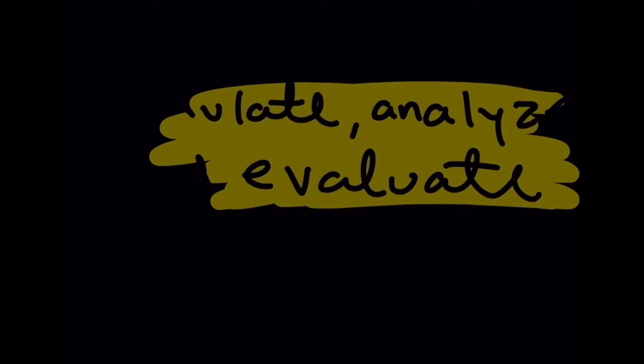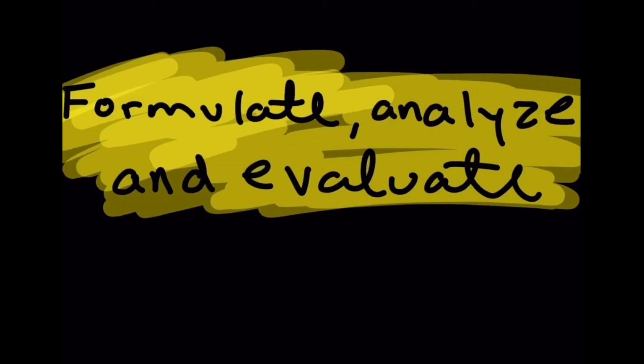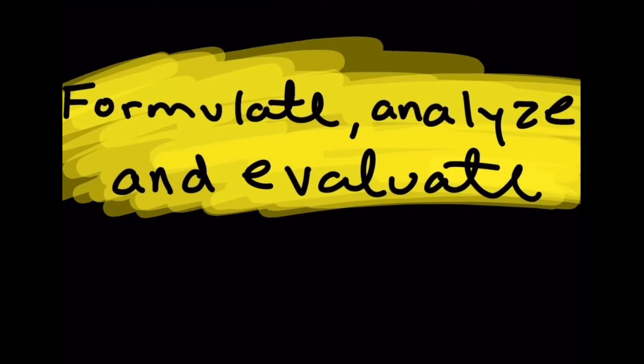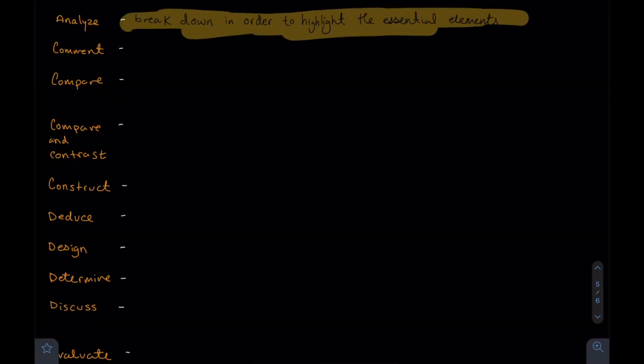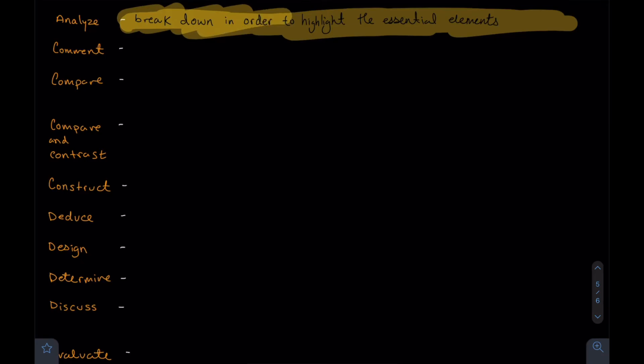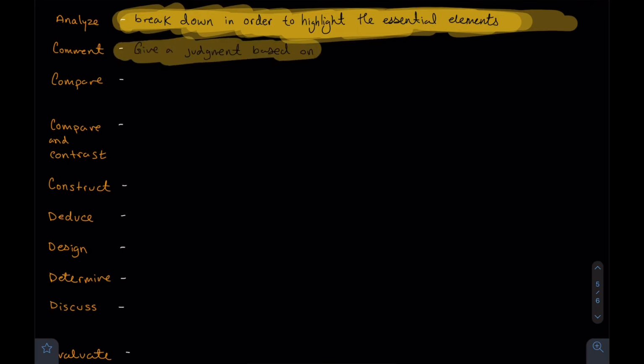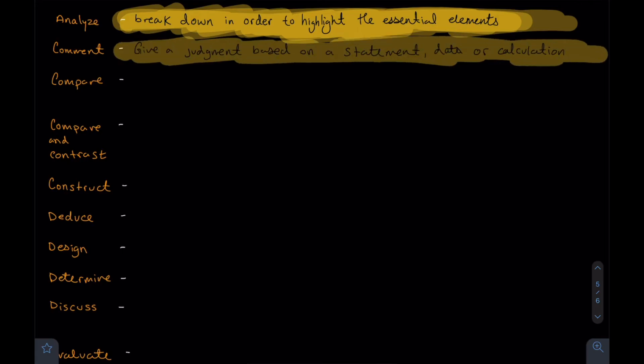Here are the command terms that will test your ability to formulate, analyze, and evaluate scientific information. First, let's talk about analyze. This is when you break down a concept in order to highlight the essential elements of that concept. If you're asked to comment on something, you must give your opinion or judgment based on that statement or data or some sort of calculation.